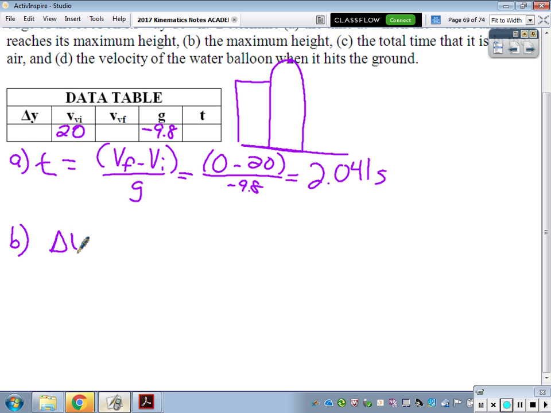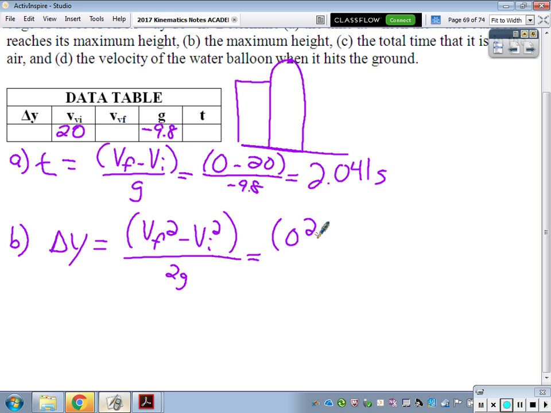Okay, now we're going to find the maximum height, which we're going to use the same equation as to what we did in the previous problem. It's going to be the VF squared equation rearranged. And again, since we're going up to maximum height, what do we treat V final as? 0 minus 20 squared all over 2 times negative 9.8.